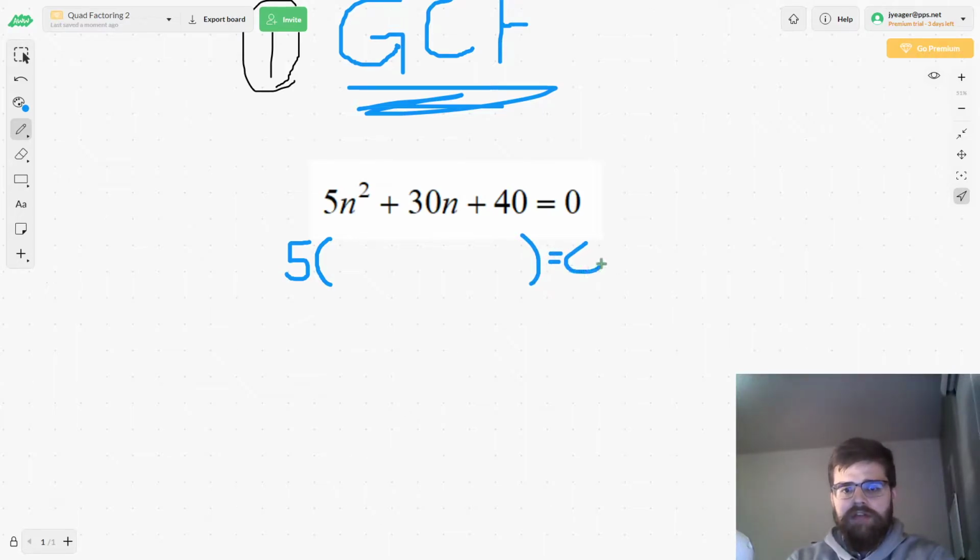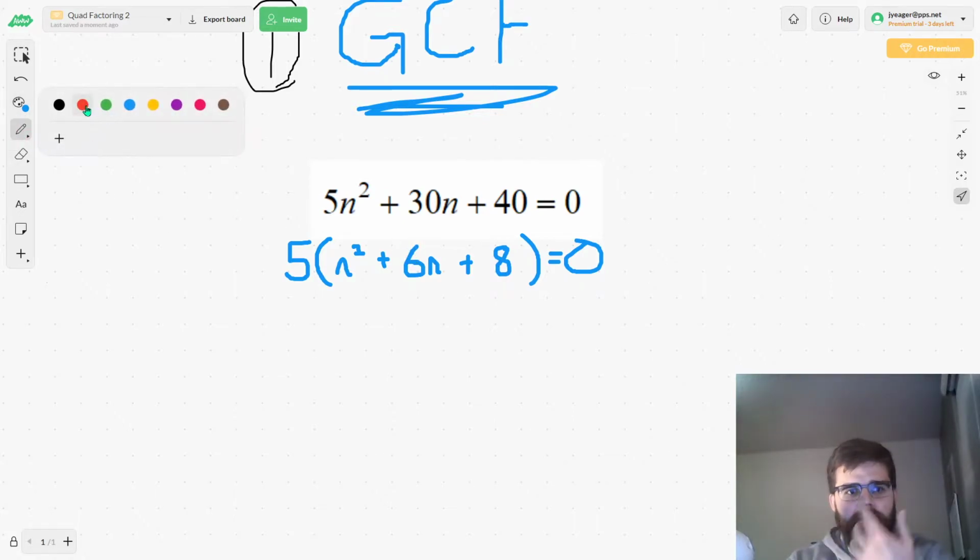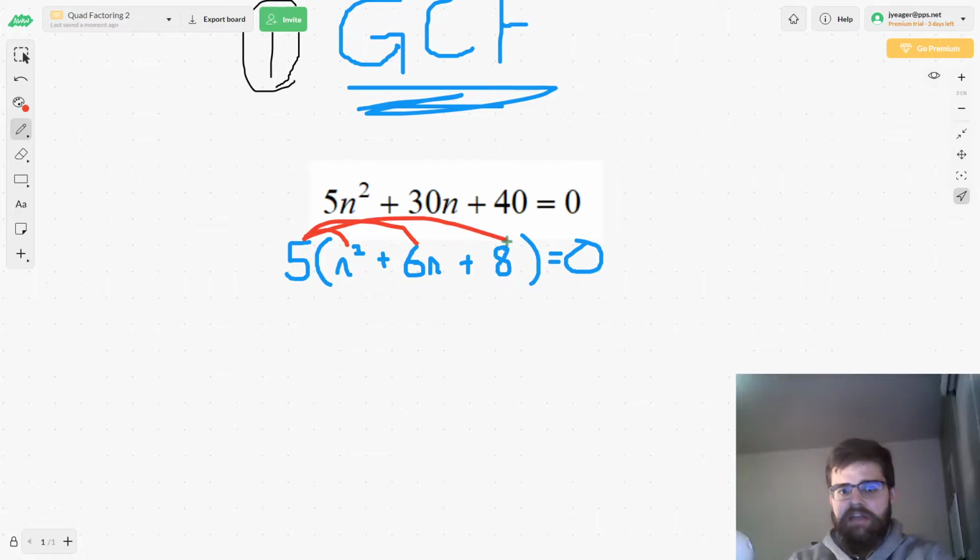Cool. So I've got the 5 on the outside of the parentheses here. What I'm going to have left inside is n squared plus 6n plus 8, sorry. Cool. So you can see how we would get there, right? If we worked backwards, we'd have 5 times n squared is 5n squared, 5 times 6n is 30n, and then 5 times 8 gets us back to 40. So we're doing that distribution process backwards. Once we take out the 5, we're left with a quadratic that we should be able to factor. That looks like something we saw last class.